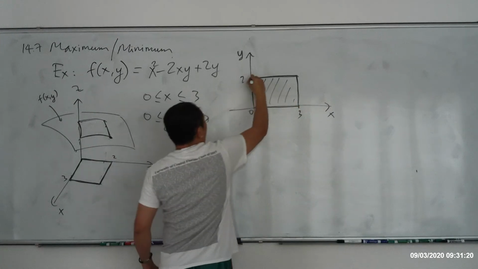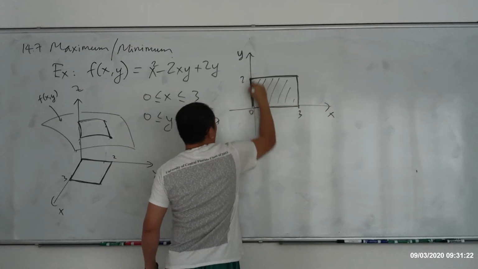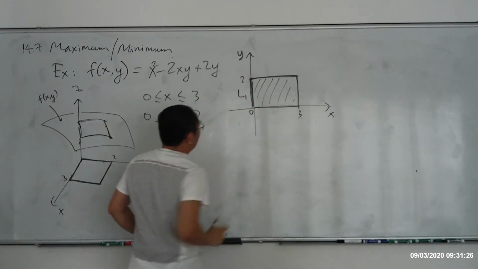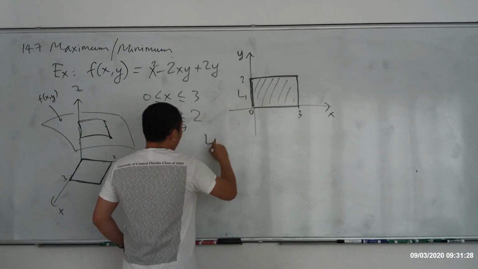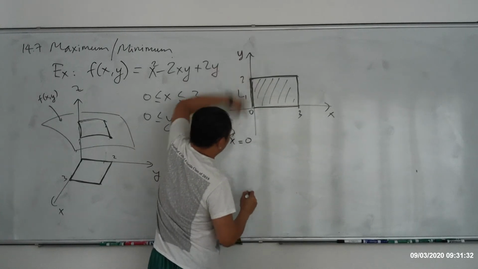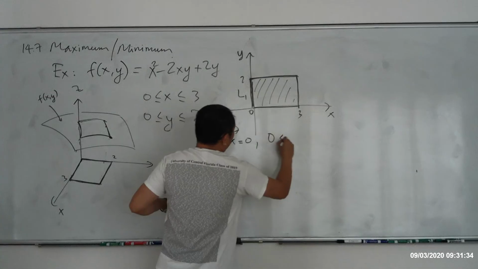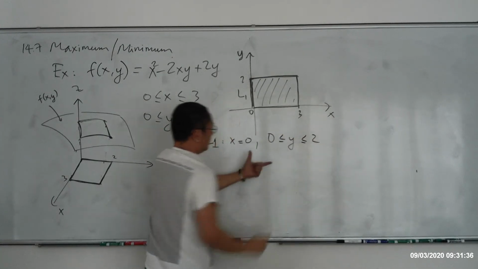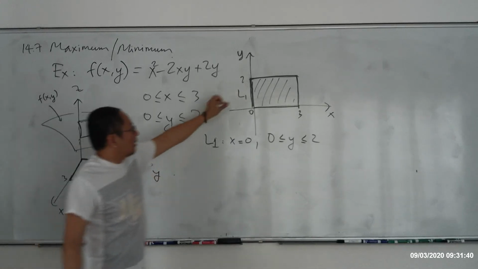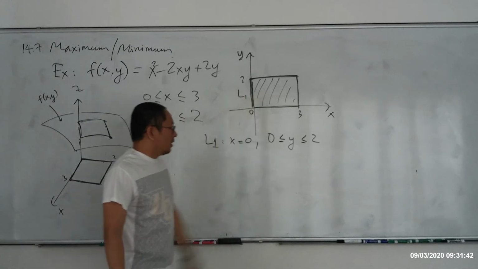Let's start with this one right here. This line right here, the first line, let's call it L1. On this line L1, you have x equal to 0. That's the line right here. And y is somewhere between 0 and 2. This is considered the line segment L1. Y runs from 0 to 2, x equals 0 all the time.